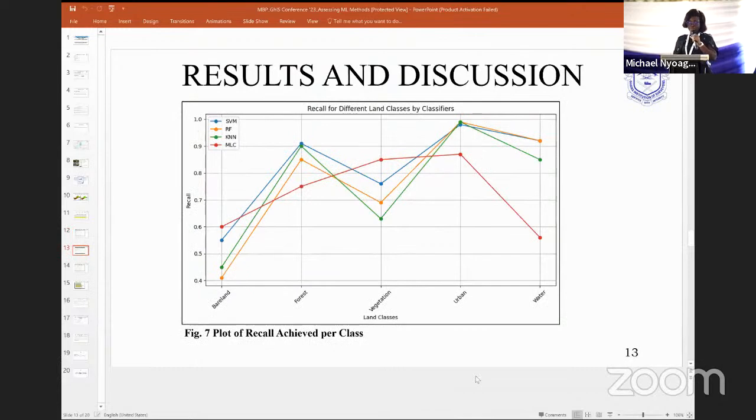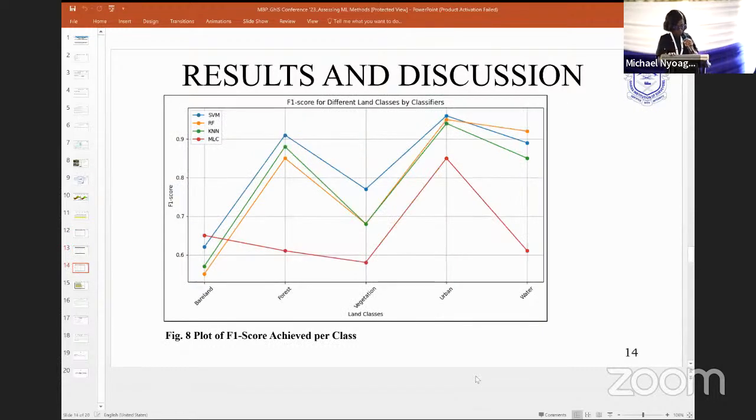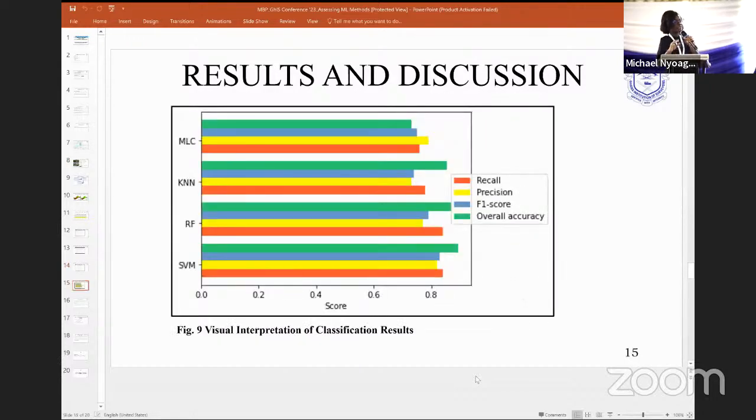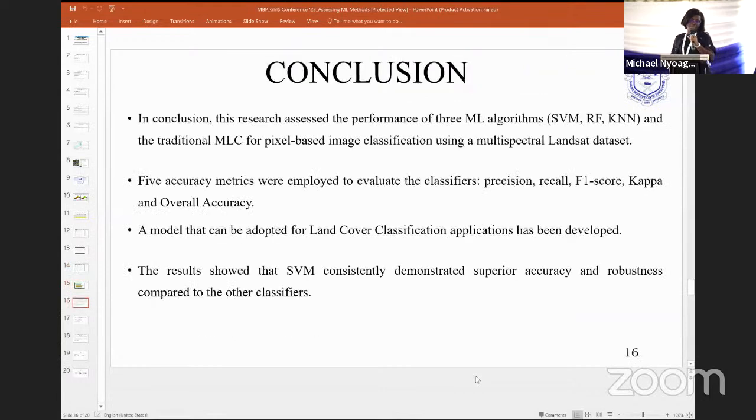Now overall, let's go to figure 9. This is just a visual interpretation of the overall classification results that we obtained, and it tells us that indeed the support vector machine showed robustness when it came to predictions. All right, now our conclusion: we have assessed the performance of the maximum likelihood classifier as against some machine learning methods, and we can say that the machine learning methods, especially the support vector machine, give a better performance than the most commonly used maximum likelihood classifier.